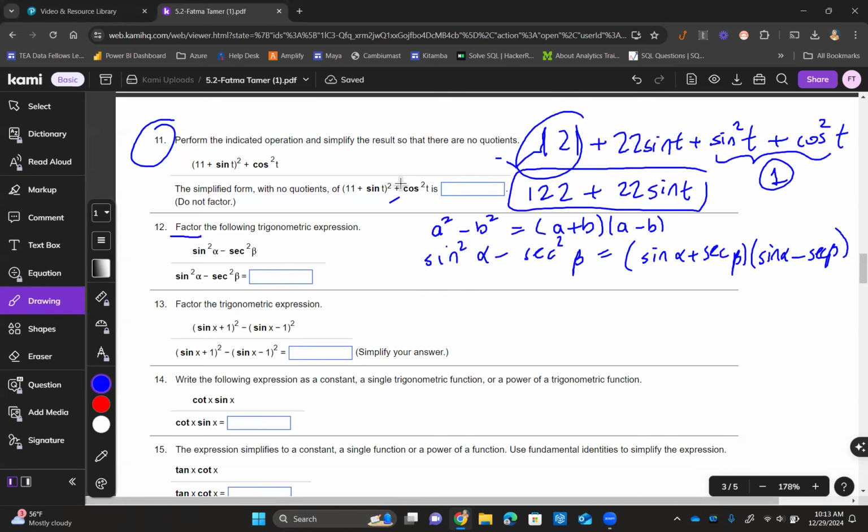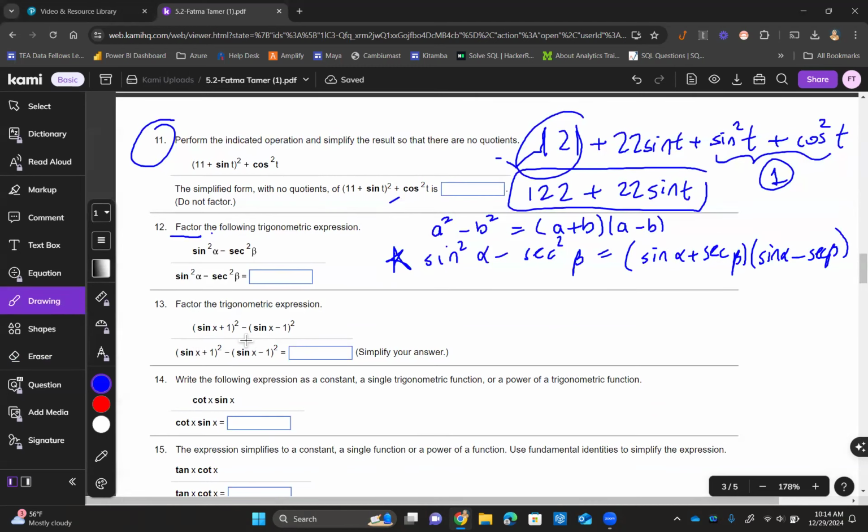Since the question is only asking for factoring, I will plug this answer into my MATLAB to see if it accepts it. If it wants further manipulation, you might have to change the secant theta to 1 over cosine of theta and get common denominators, but I don't think so. I think it will just accept this answer.